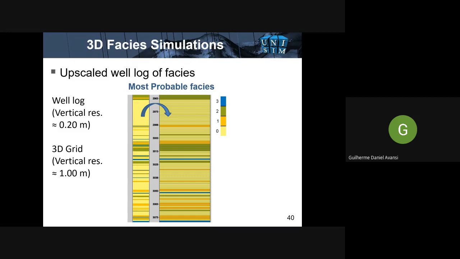So we need to upscale this information here for the new grid that is the geological grid. We can see here the original well log with this vertical resolution, and this is the resolution of the grid that we built. When we are talking about discrete information, we use the most probable phases. You just include the most frequent information that we have here.